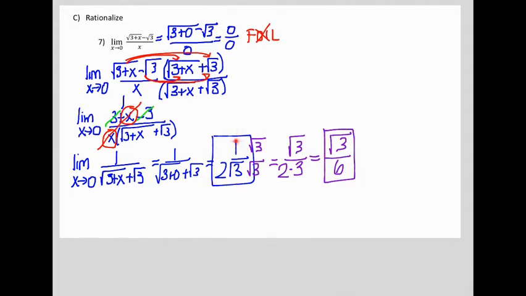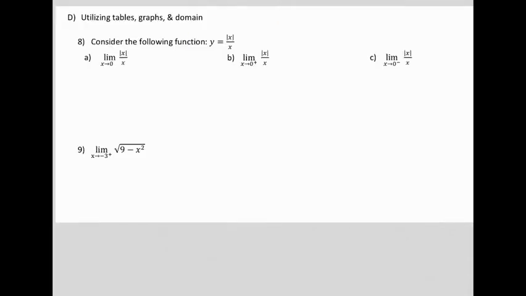However, you could have left this 1 over 2 rad 3 for free response. You actually could have left it like this and not even combined the like radicals. But you do have to substitute in the x is 0 because that's conceptual. Once you get to the point where it's just simplifying, that's when you're allowed to stop on a free response question. Part D says utilizing tables, graphs, and domain.